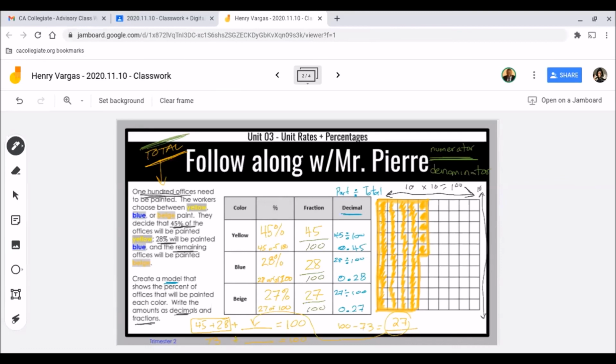Great. Now I'm going to switch the color over to blue. And for blue, there's 28. So I know there's 1, 2, 3, 4, 5 here. 5 plus 10 gives me 15. 15 plus another 10 gives me 25. And since I need a total of 28, that means I need 25, 26, 27, 28. I need to shade in 3 more.